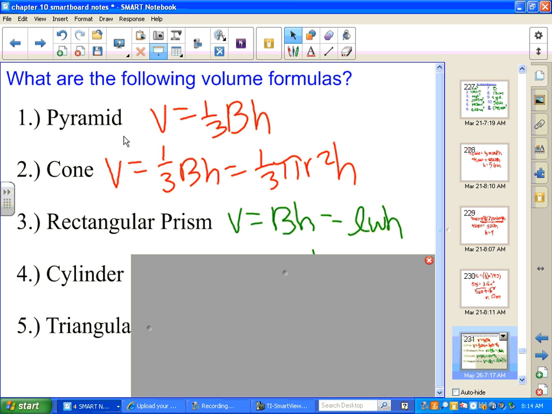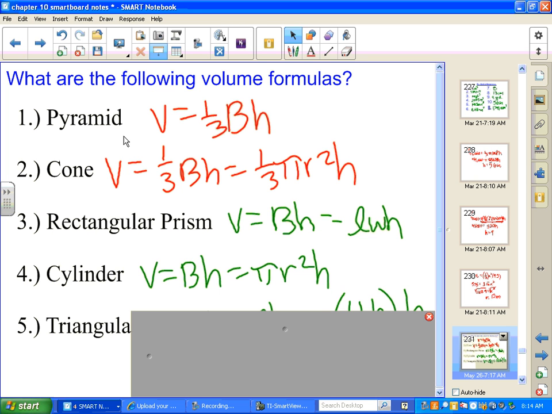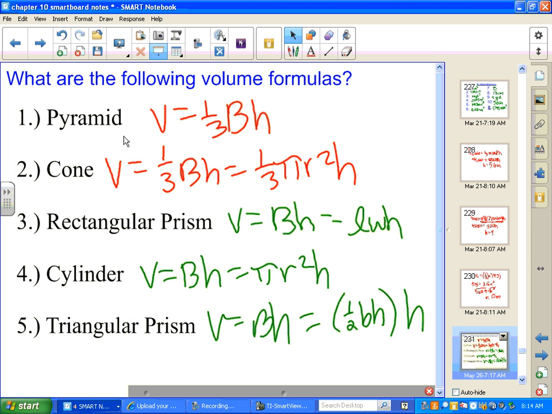Annalise, volume formula of a cylinder. Good, base times height. I also put the specific version up there. Doug, volume formula of a triangular prism. Good, base times height. And I also put the specific version up there in case you guys prefer that.